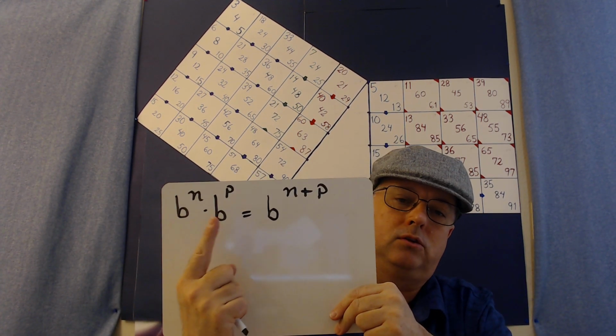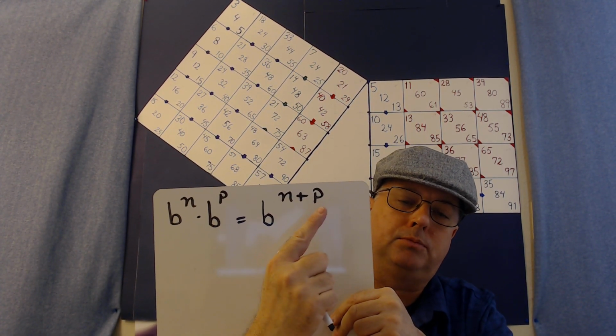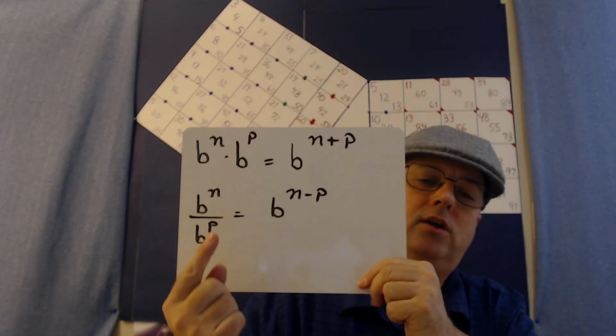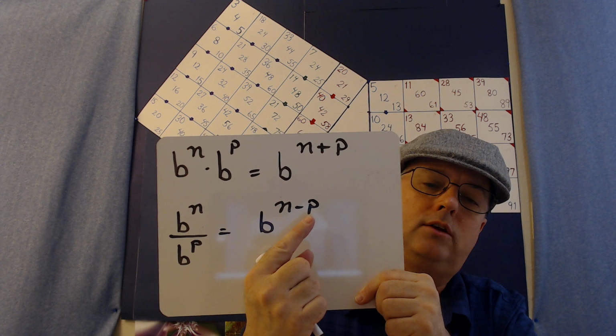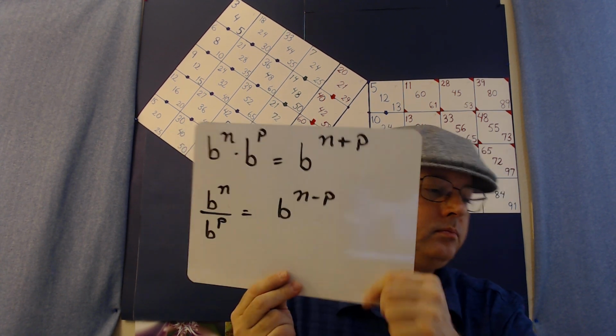Okay, when the bases are the same, you add the exponents. And when the bases are the same, in this arrangement, you can divide the exponents. You can subtract the exponents. So when you're dividing and the bases are the same, then you can subtract your exponents. Okay, let's remember those ideas in context.